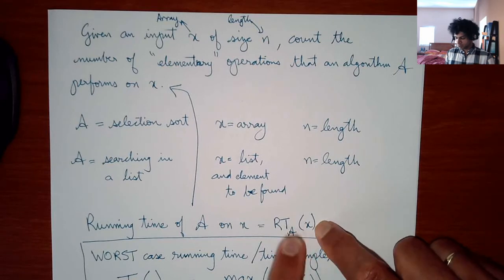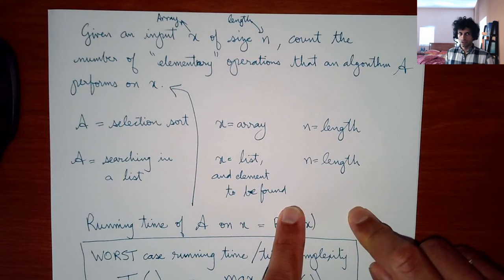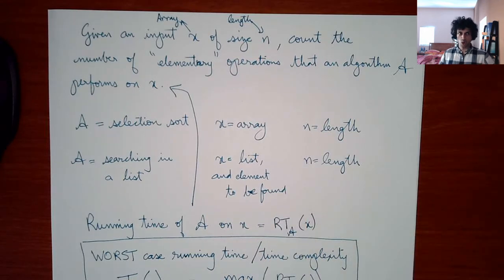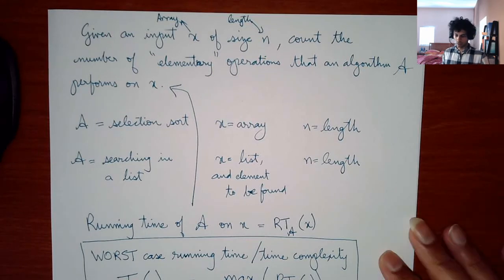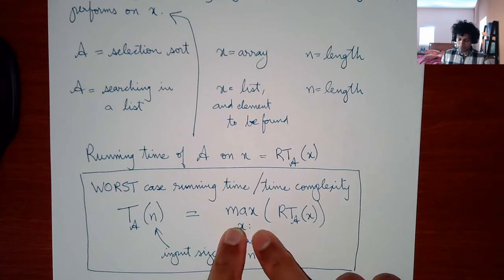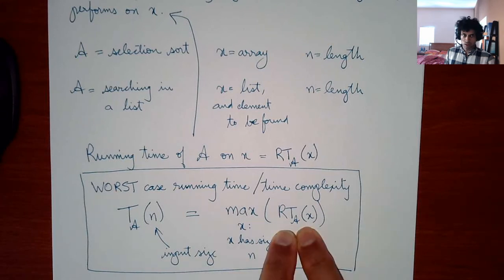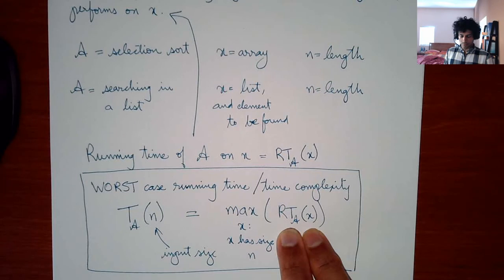Right? So it's the running time of the algorithm on the input. That's what this is. I'm going to now say what is the worst running time, which is the largest running time for an input of a given length. So I can fix a length, n. I say, let me look at all possible inputs of length n, like all arrays of length n. And let me look at what is the largest running time for all inputs of length n. So that's the max over here.